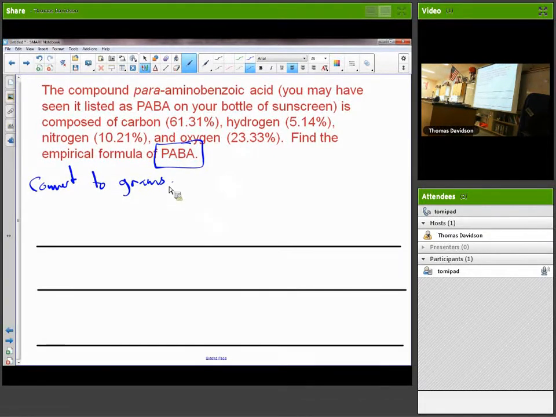All right, here we go. So did everyone write convert to grams, step one? All right, so carbon. What percent does it tell me is carbon? 61.31. Okay, listen. If I have 100 grams of stuff and 61% of it is carbon, how many grams do I have of carbon? 61. I knew you could do it. So all you write is 61.31 grams and then put carbon. Just C.